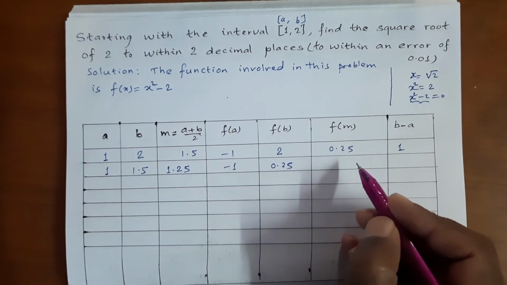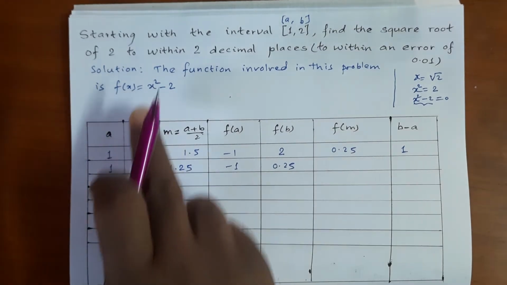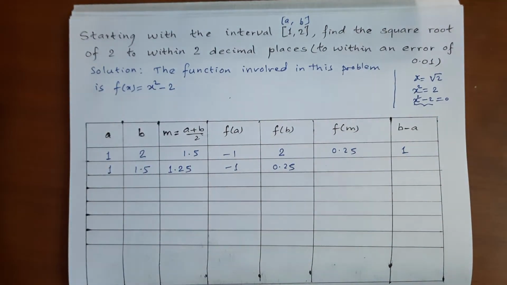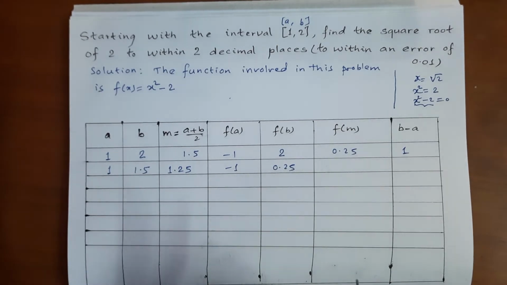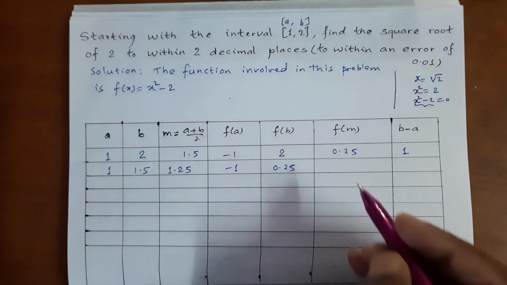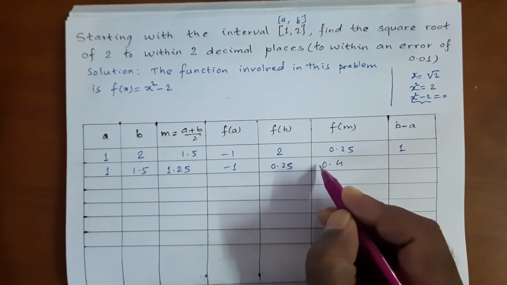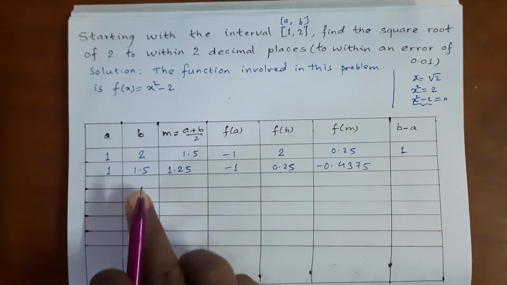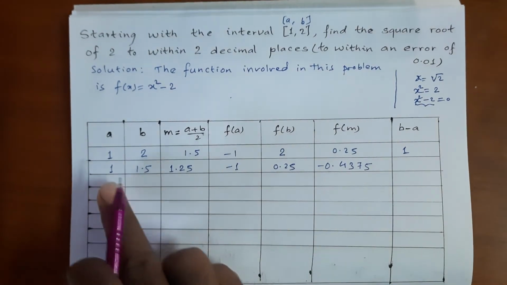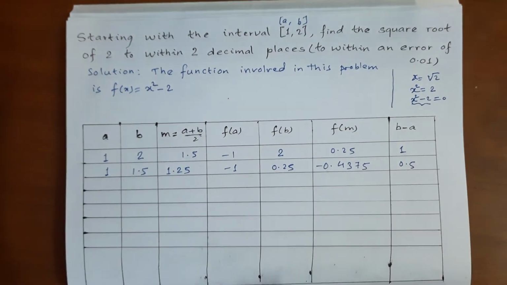And now f(m), using this m value, we find 1.25 square minus 2, that will be minus 0.4375. And b minus a we find 1.5 minus 1, that will be 0.5 here.